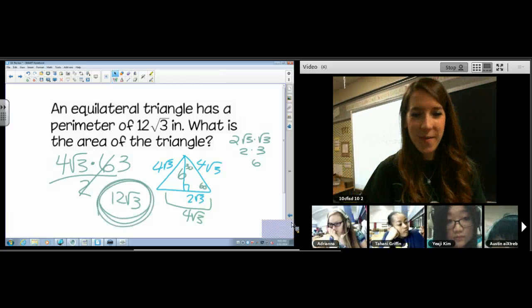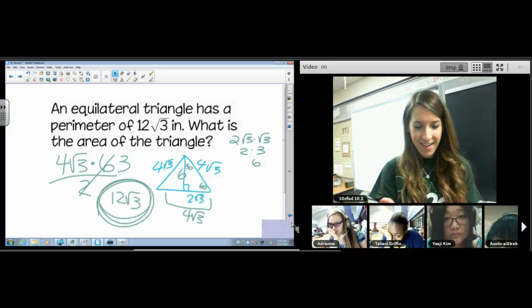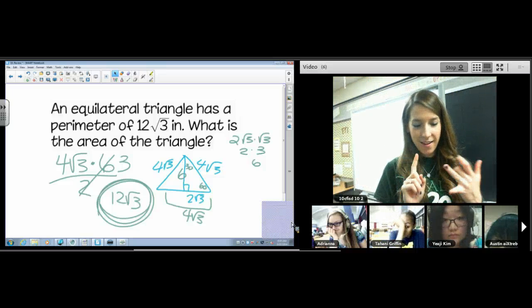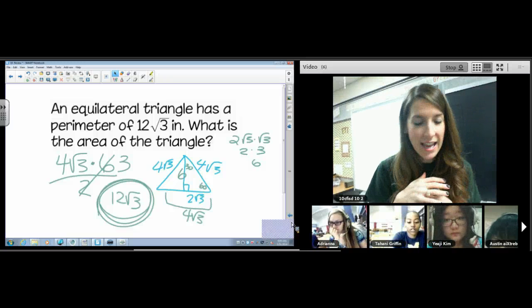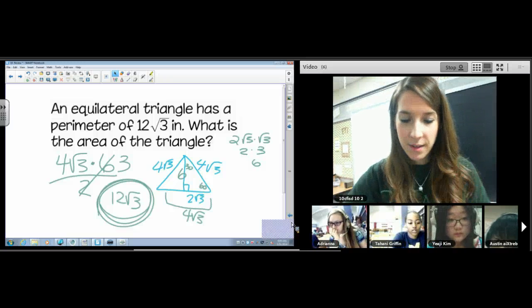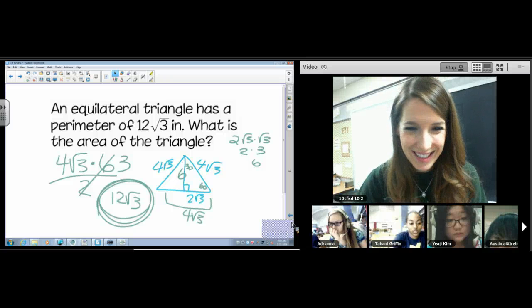Yeah, we all made silly mistakes there. I saw 24 root 3, and I saw 6 root 3, and I saw 8 root 3, and I saw 16.97. No decimals. Please stop with the decimals.